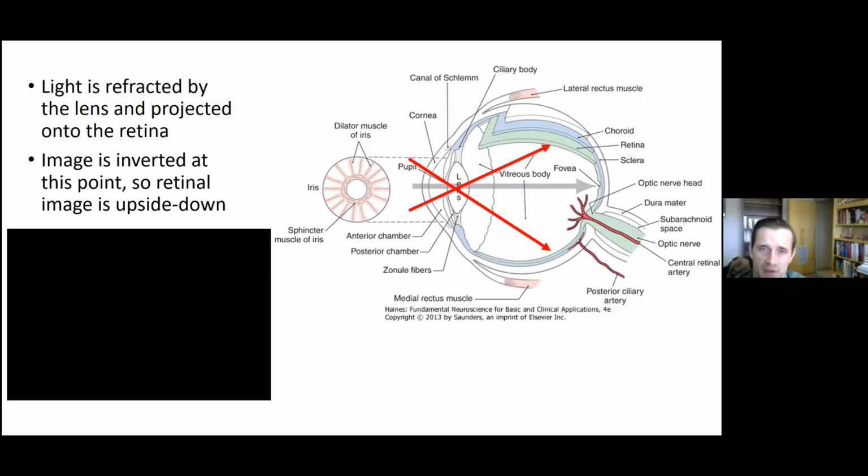And on your own time, you can watch this clip from the Wild Wild West where they flip the guy's head upside down. I don't know if you've ever seen that movie, but it's a nice clip. You can watch it on your own time.